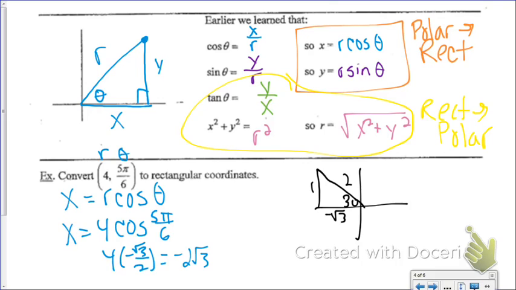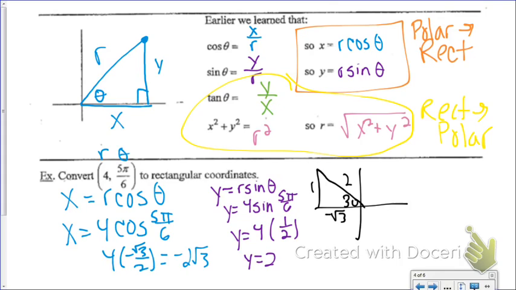Now to find my y coordinate, I'll do it the same way. My y is equal to, according to that formula up there, r sine theta, which means that my y coordinate is going to be 4 times the sine of 5 pi over 6. Because it's the same angle, I already have my picture. So it's just going to be 4 times my opposite over hypotenuse, which is 1/2, which means my y coordinate is 2. So my final point, remember it's an x comma y for our final answer, is negative 2 root 3 comma 2.